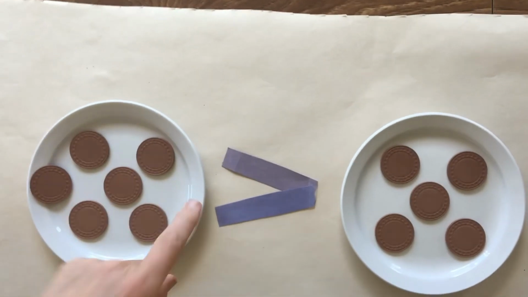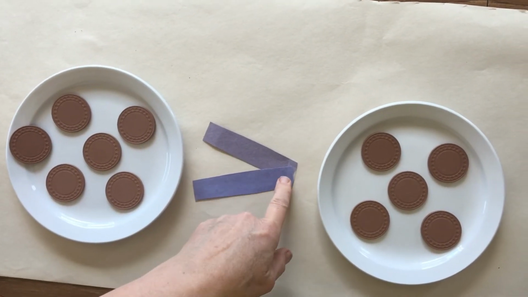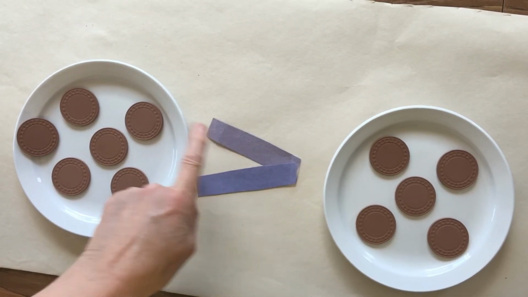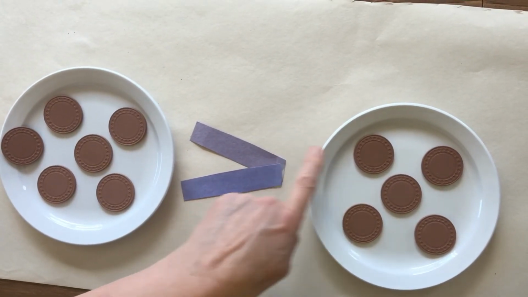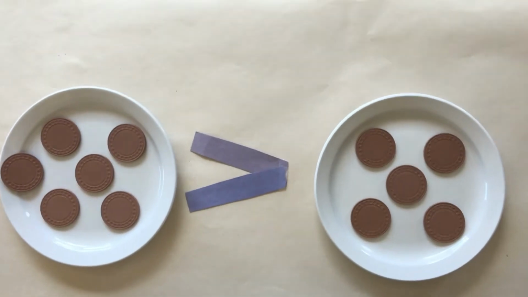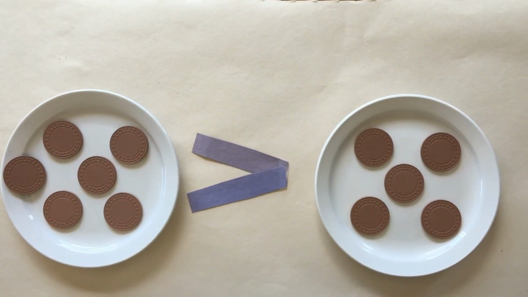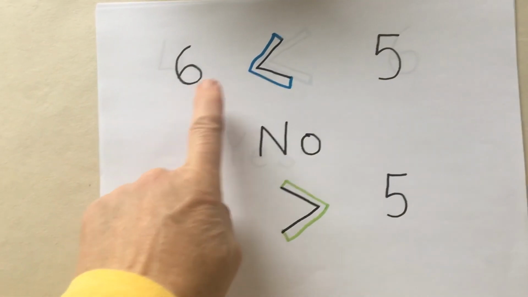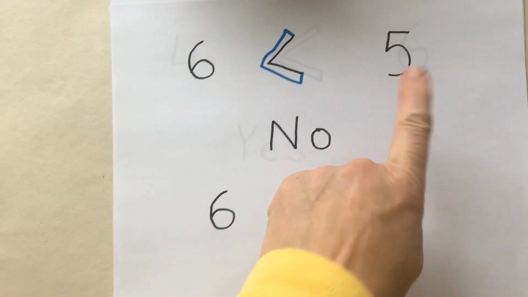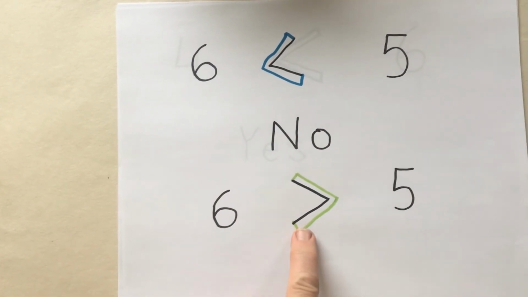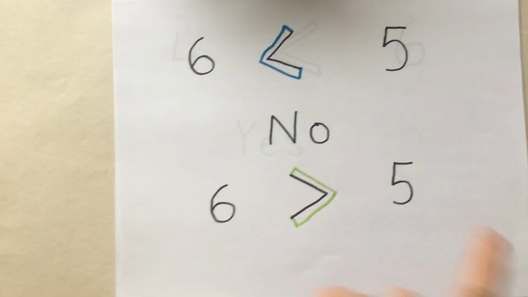Take a look. This is the most. This is the little side. This is the big side next to the big side and the little side next to the little side. Yep, that is true. 6 is less than 5? No. 6 is more than 5.